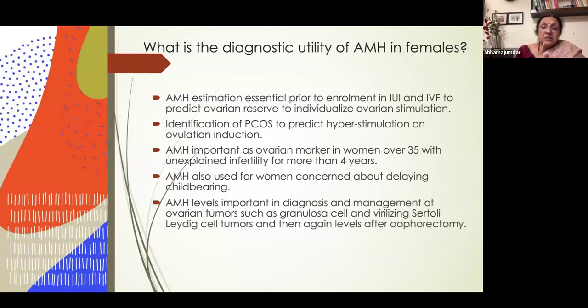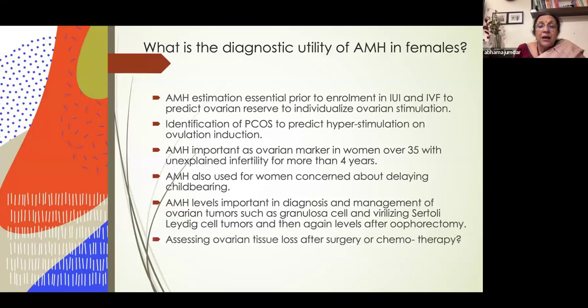Then AMH is important in the diagnosis and management of ovarian tumors such as granulosa cell and virilizing Sertoli-Leydig cell tumor. In granulosa cell tumors, we have found levels of more than 1,000 nanograms also. And the moment you remove the granulosa cell tumor, it comes rolling down to almost zero. Then again, we can do it after oophorectomy to know how well we have treated the ovarian tumor. It is also important to assess ovarian tissue loss after surgery or chemotherapy.